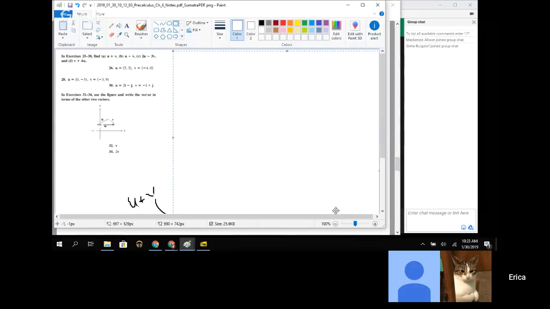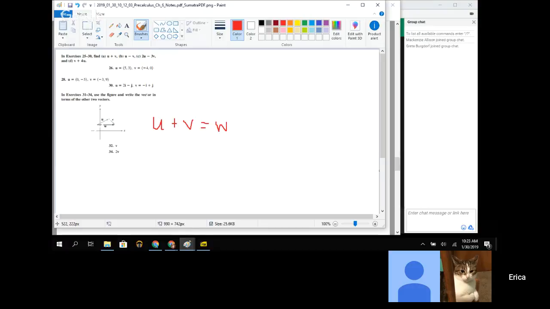This is just a quick little thing. Let me just show you what you would do. It says in exercises 31 through 34, use the figure and write the vector in terms of the other two vectors. Okay, so look at this little picture here that I kind of drew a line through already. What it looks like is if I add together U plus V, I get W. That's kind of what the basic picture shows me, right? Always do that. U plus V equals W, right?